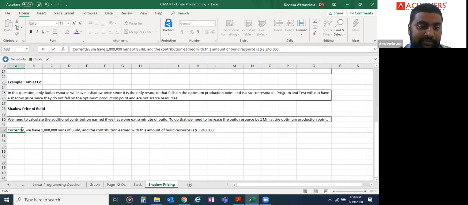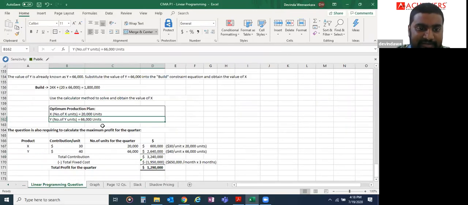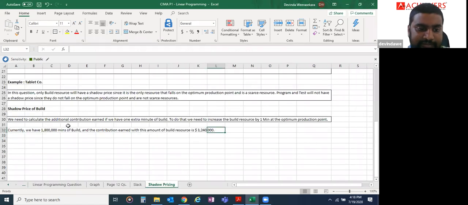So you have to refer to this calculation. It's coming from this calculation, right? With 1.8 million minutes, we got $3,240,000 of contribution. Clear? It's all linked to this.